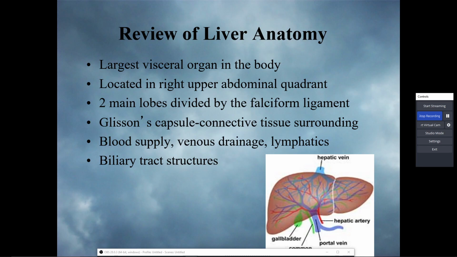Let's see. We have the Glisson's capsule, connective tissue, and the connective tissue is what actually wraps itself around the outside and keeps these two pieces together. We have an arterial blood supply, venous blood supply. We have lymphatic flow all over this system. And we have the biliary tract structures as well.